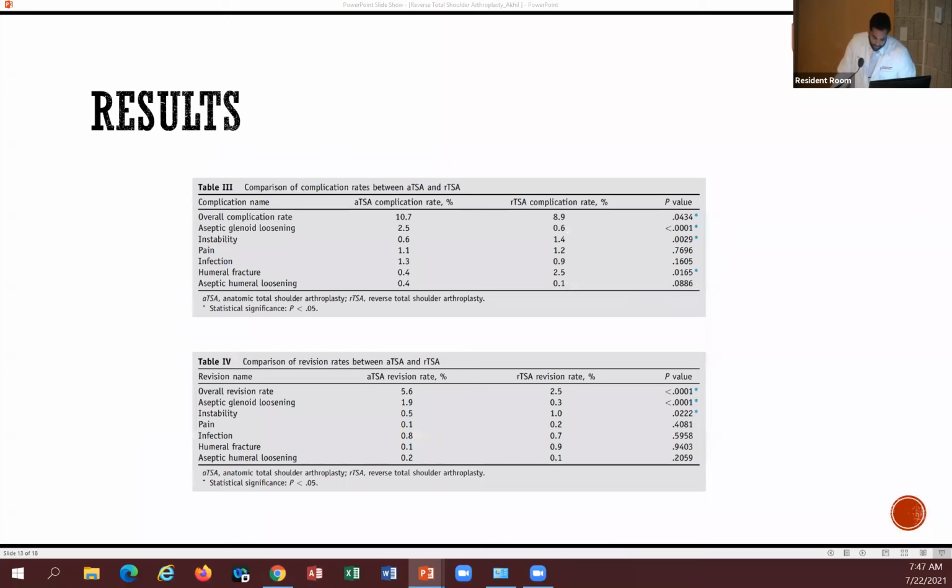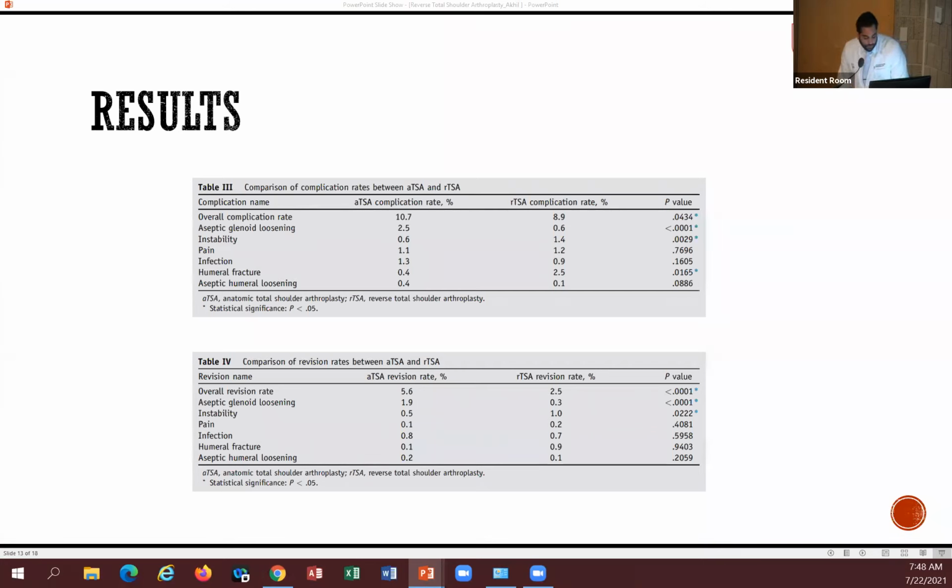These are the main results from this study. While there's a lot going on in these two tables, I think the main takeaway is that the anatomic total shoulder is associated with a significantly greater overall complication rate as compared to the reverse total shoulder. In the anatomic group, overall, it was 10.7%. In the reverse total group, it was 8.9%. There was also a significantly greater overall rate of revision in the anatomic group as compared to the reverse total group, 5.6% in the anatomic group and 2.5% in the reverse total group.